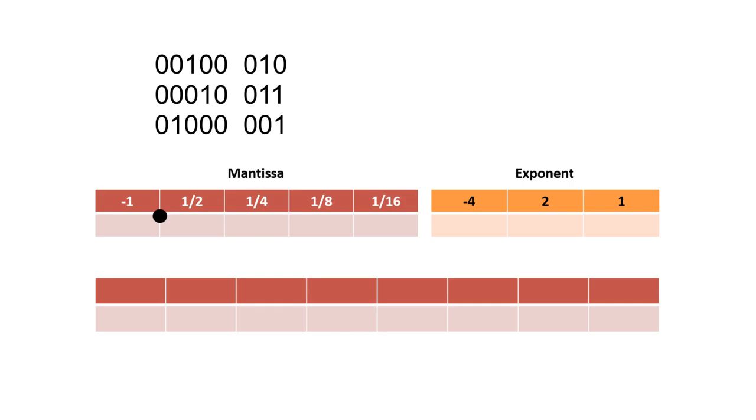Let's look at the second example. So here we've got 0, 0, 0, 1, 0 in the mantissa and 0, 1, 1 in the exponent. So if we look at the exponent, we've got 2 plus 1, that's 3. That means move the binary point 3 places to the right. So 1, 2, 3. And the binary point stops here.